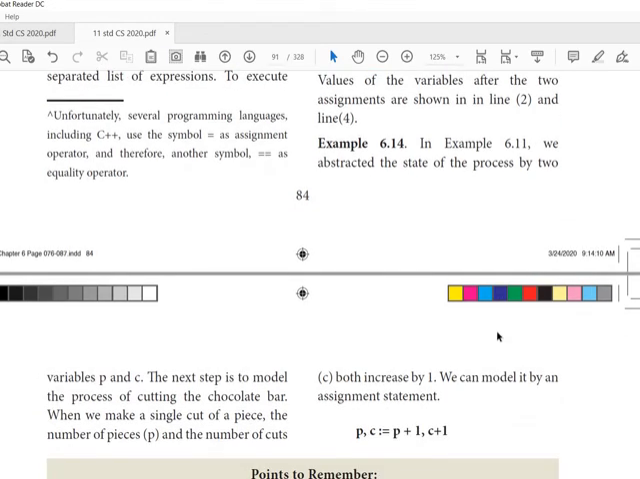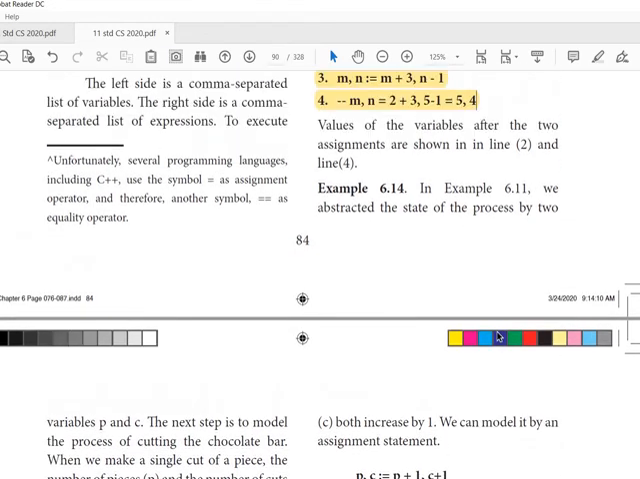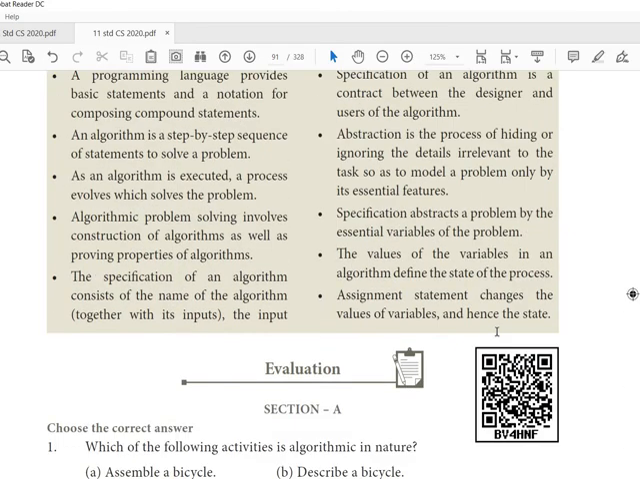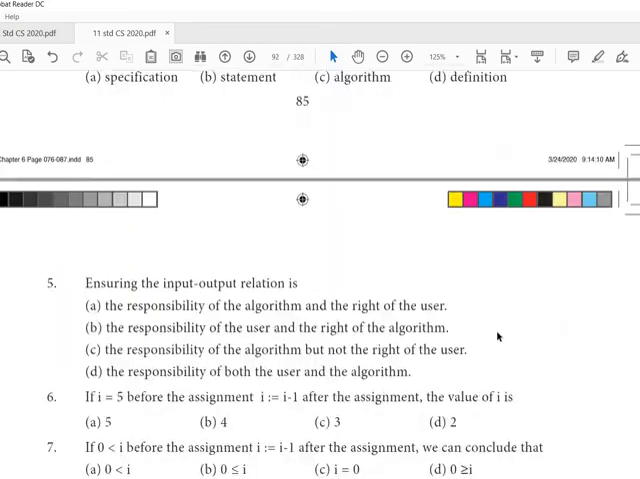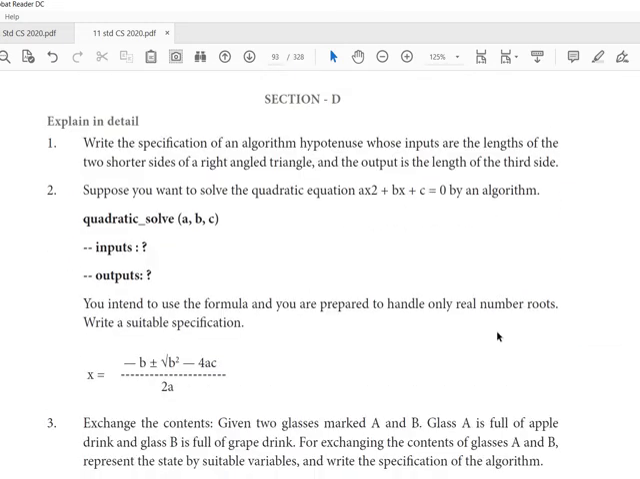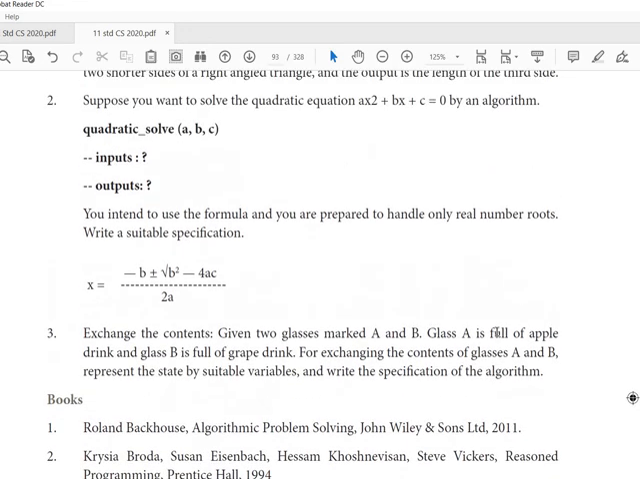So the abstraction concept is very easy, and we have covered this chapter 6. Here they have given some applied questions. Try to solve them.